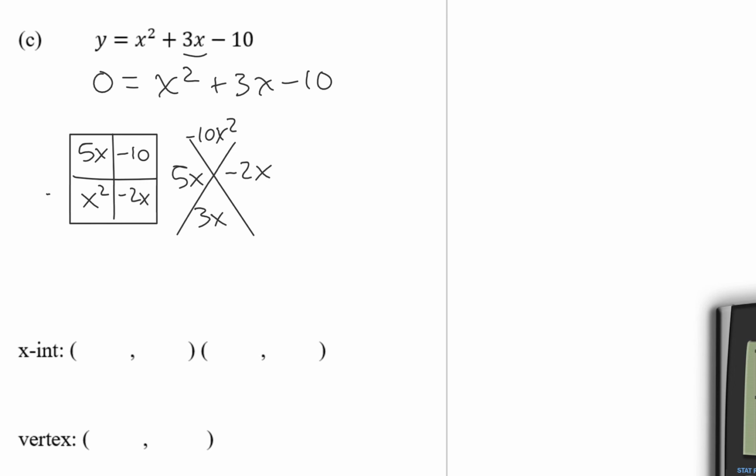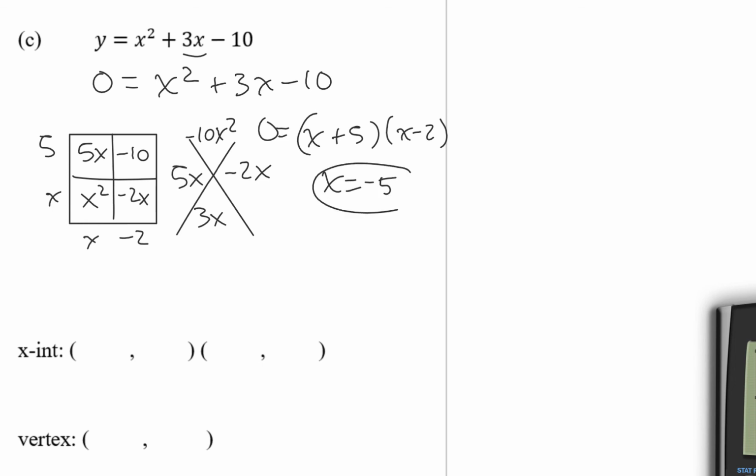So my dimensions here are x, this would have to be a 5, and this would have to be negative 2. So I'm looking at x plus 5 times x minus 2. And again, this product equals 0. So my zero product property tells me that my two values of x, and I'm taking a shortcut here, are x is negative 5 and x is positive 2. So those are my x-intercepts. At negative 5, this function equals 0, and at positive 2, this function equals 0.